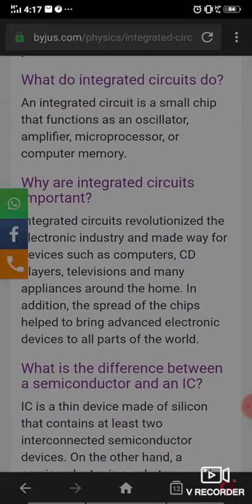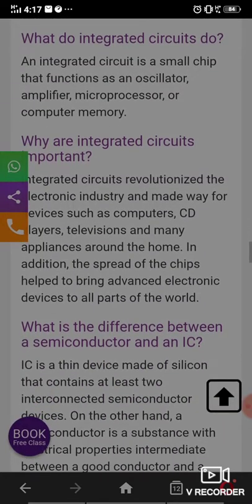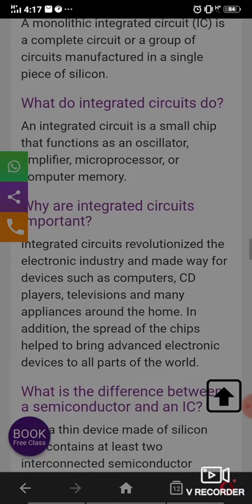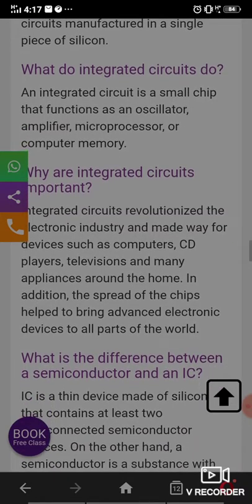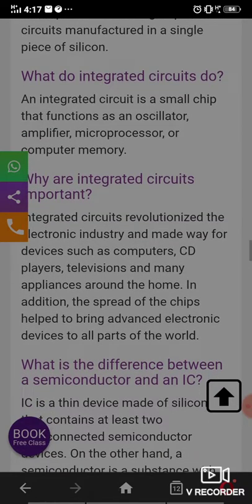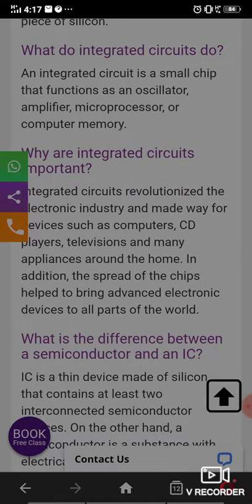What makes integrated circuits important? Integrated circuits revolutionized the electronics industry and made way for devices such as computers, CD players, televisions, and many appliances around the home. In addition, the speed of the chips helped to bring advanced electronic devices to all parts of the world.